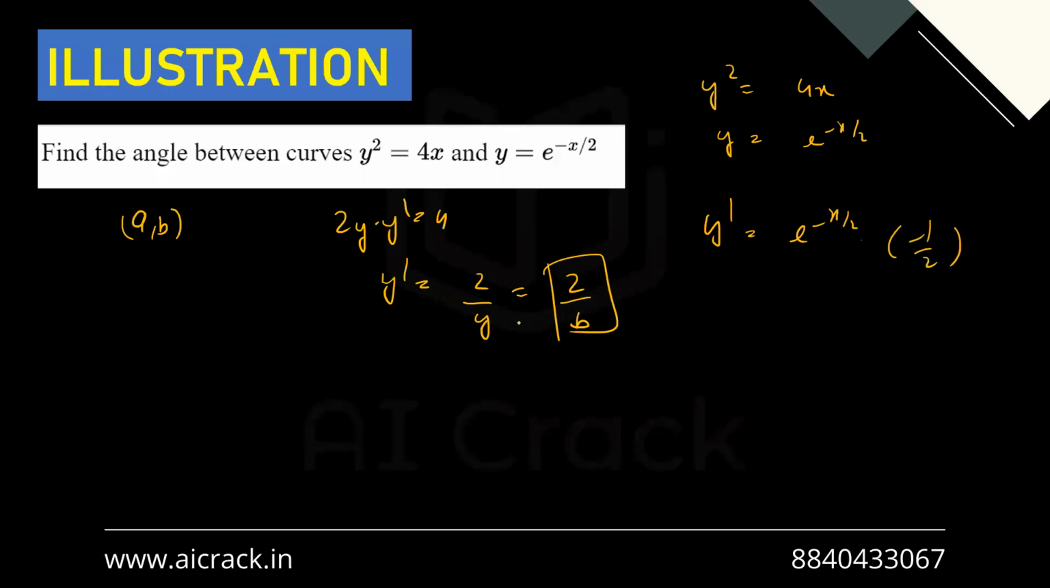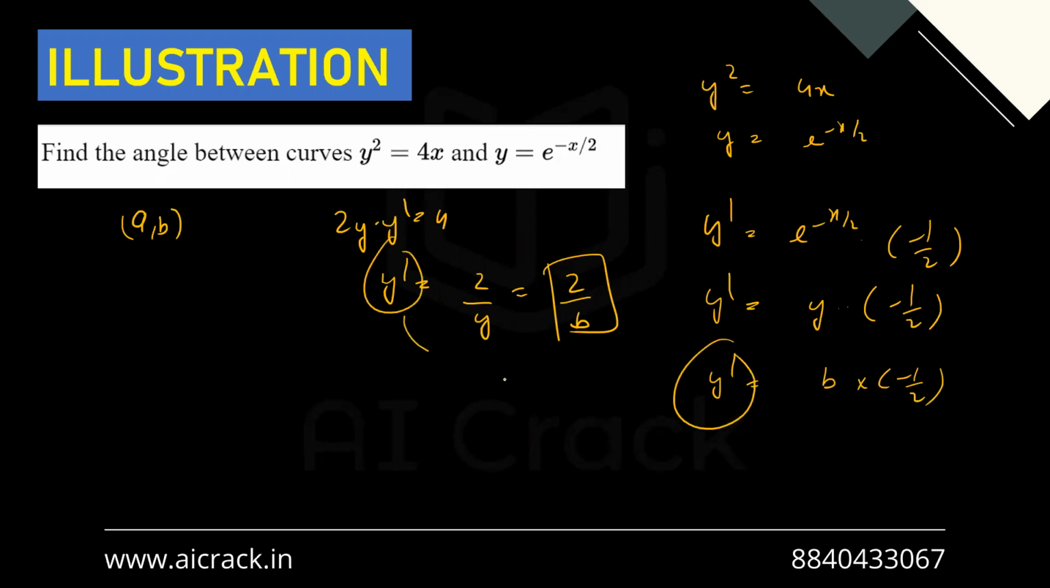And if we plug in the value over here, what we'll be getting? This is nothing but y only. So y dash equals y dot minus 1 by 2, and y over here is nothing but b. So y dash would be b into minus 1 by 2. You can clearly see that if you multiply these two slopes, you'll be getting minus 1 as the output. So when we are getting m1 m2 as minus 1, that means the angle between them is 90 degrees. So that was the trick over here.